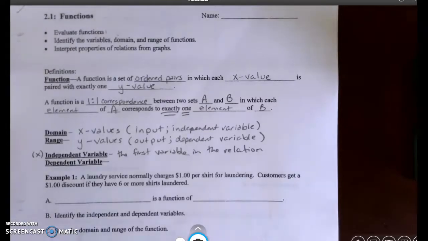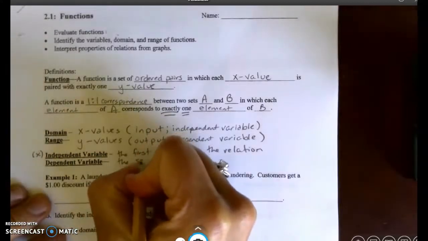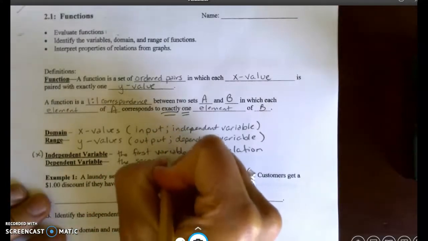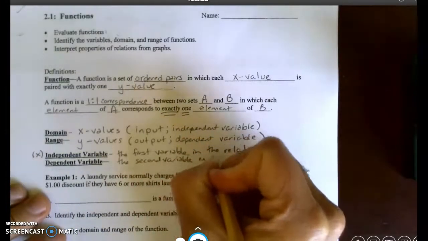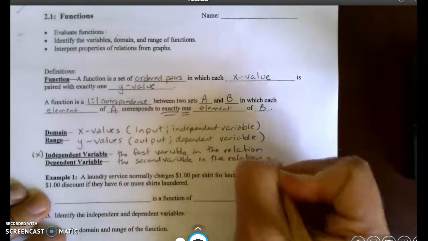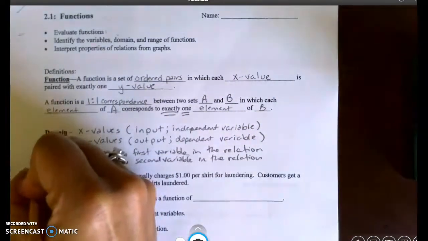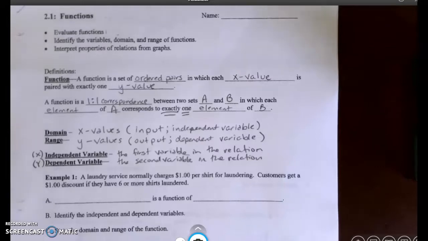All right, and the dependent variable is the second variable in the relation. It's usually the thing that we're measuring. It's the y. Maybe we're measuring height. Maybe we're measuring weight. And we want to see how those things are changing over time.